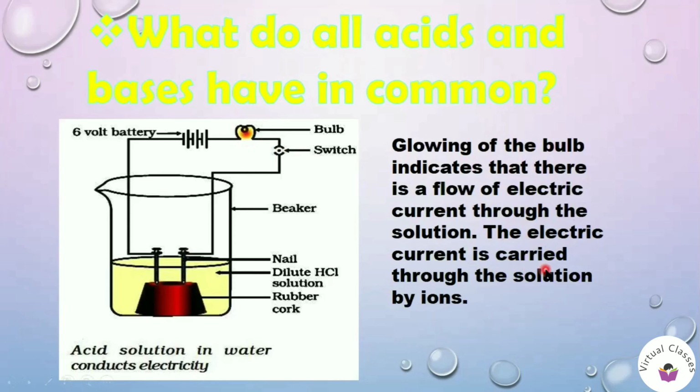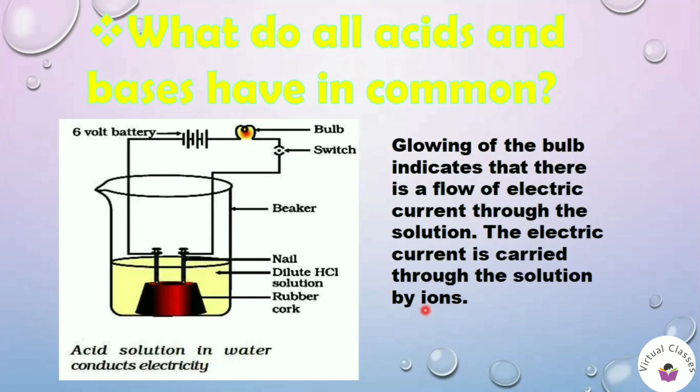The electric current is carried through the solution by ions. Now, if we repeat the activity by replacing HCl by glucose or alcohol solution, the bulb will not glow, despite the fact that glucose as well as alcohol have hydrogen in them. This is because electric current is carried through the solution by ions, and substances like alcohol or glucose don't get ionized in water.